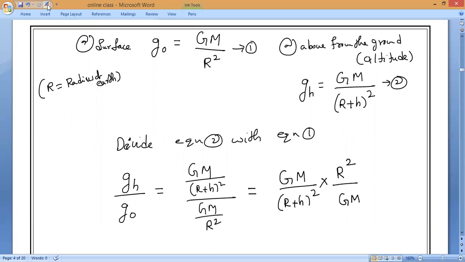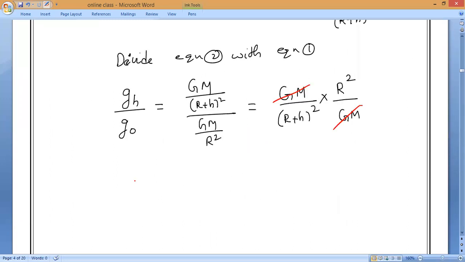Yes. Now something will cancel. What is that? GM will get cancelled. Very good, Arun. So what is the formula now? What is remaining? gh divided by g naught is equal to R square divided by R plus h whole square. Is it okay, guys?